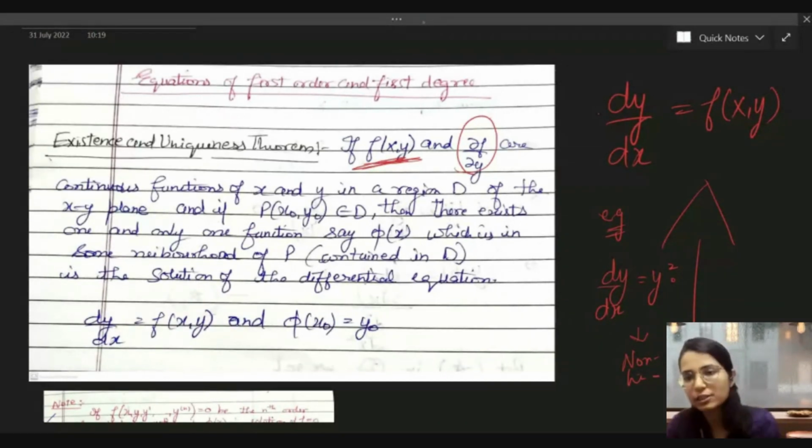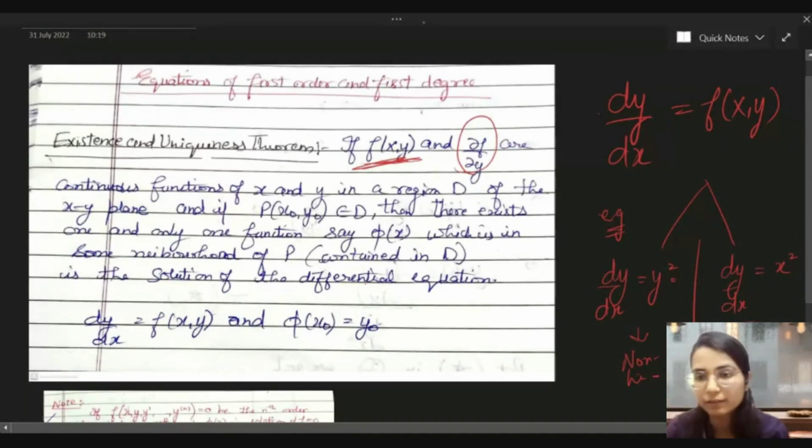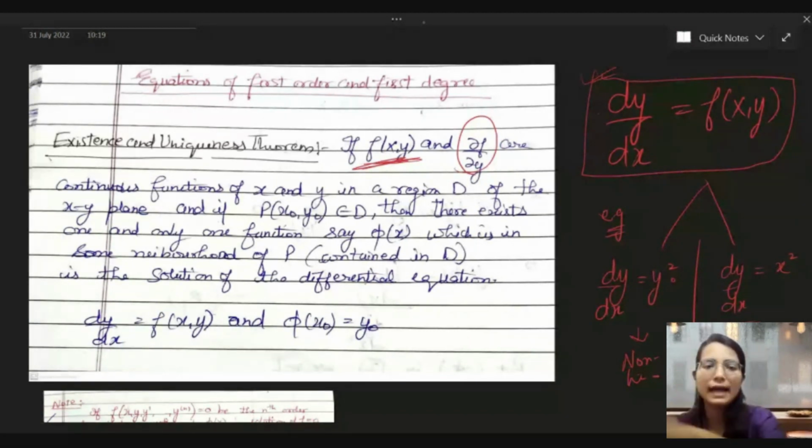Now let me write another differential equation: dy by dx is equal to, let's say, x squared. So this is a linear differential equation. These kinds of equations form first order, first degree, which covers both linear and non-linear.